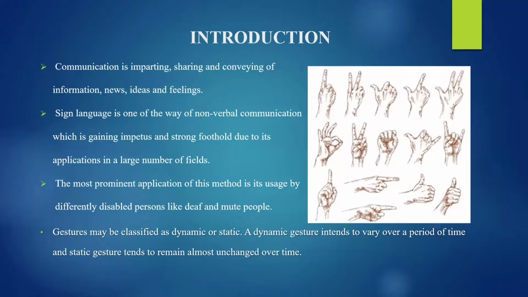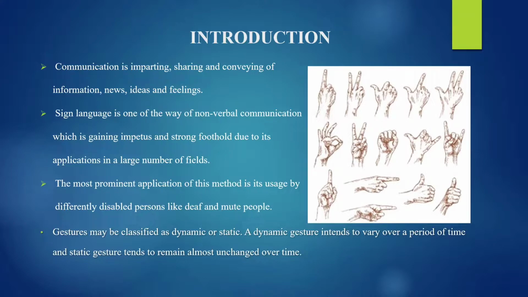Bobick and Wilson have given a definition of gesture. According to them, a motion of the body that intends to communicate with another agent can be defined as a gesture. The sender and receiver must have the same sort of information for a successful gesture. Gestures may be classified as dynamic and static. Dynamic gestures tend to vary over a period of time, and static gestures tend to remain almost unchanged over time.